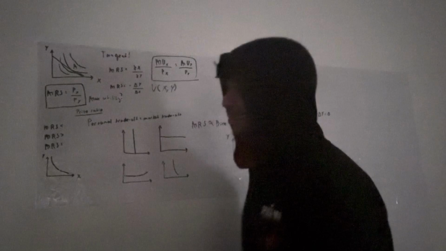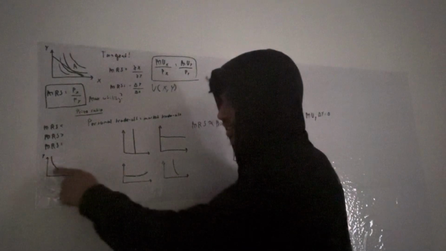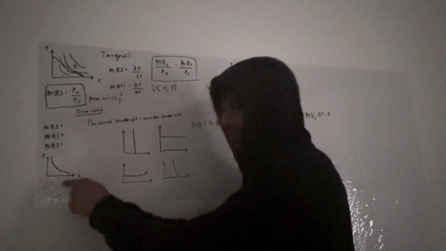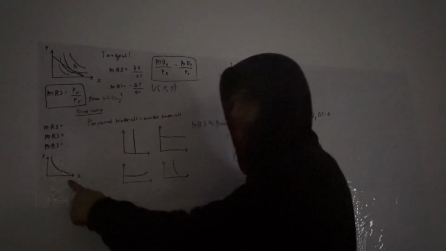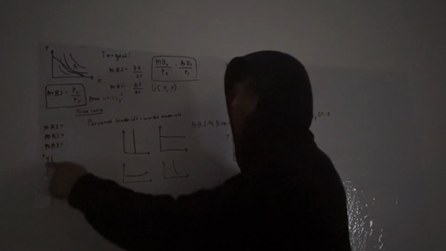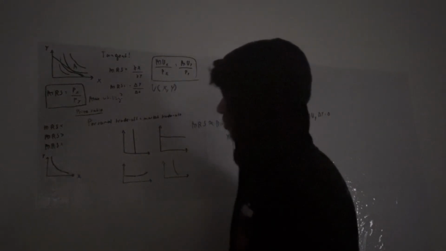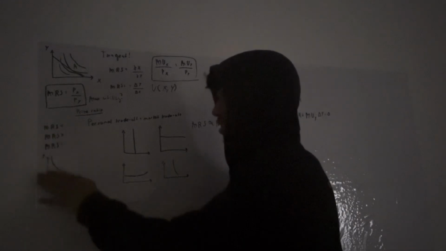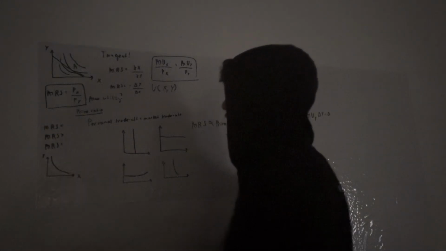Let's just go back. To summarize what I just said: the lower you go, the more you value X over Y, and the higher you go, the more you value Y over X. That's it, because up here the MRS is higher, and down here the MRS is lower.